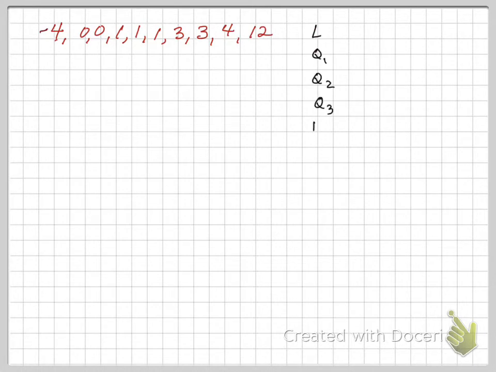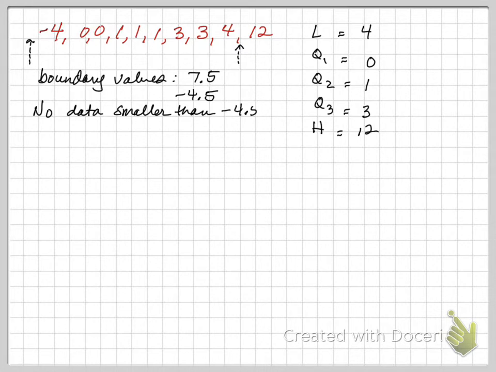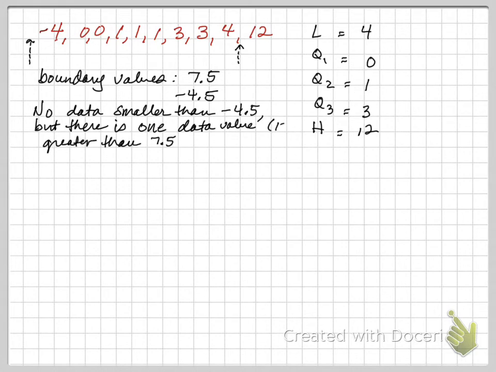And so I'm going to recap here with my original data set, and my 5-number summary, which I got from that data. Great. And then to review, my 2 boundary values were 7.5 and -4.5. And they would be here and here. And notice I don't have any data smaller than -4.5. So -4 is not technically an outlier. It's just a little bit further than the group. But I do have one data value beyond 7.5, and that's 12. So that makes 12 an outlier, because it is beyond 7.5.